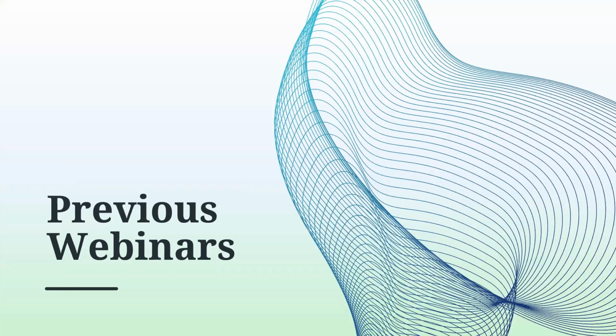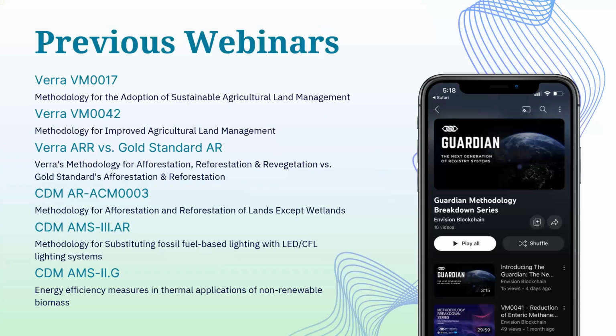Now, going into some of our previous webinars, this is just a shorter list of all of the ones we've covered, but you'll see that we have different methodologies like VM17, VM42, which are for agriculture and land management. We've also covered some that are comparing Verra's methodologies for afforestation, reforestation with Gold Standard. And we've also done some methodologies from CDM. But you could find all of these on our YouTube channel at Envision Blockchain. And even if you wanted to watch today's presentation later on, you could also find that on our YouTube channel.